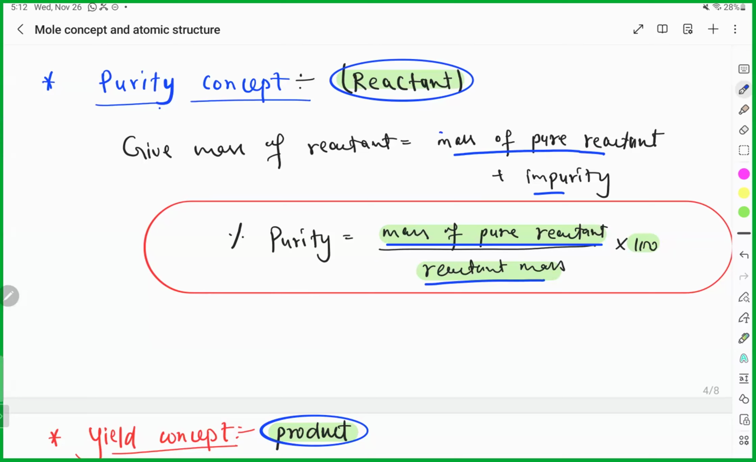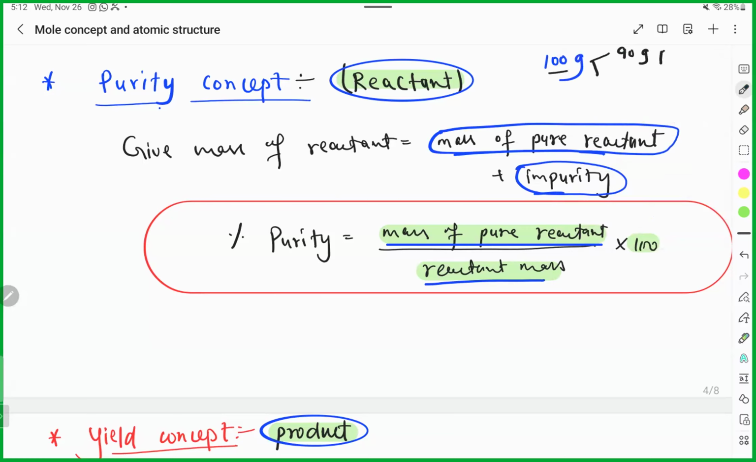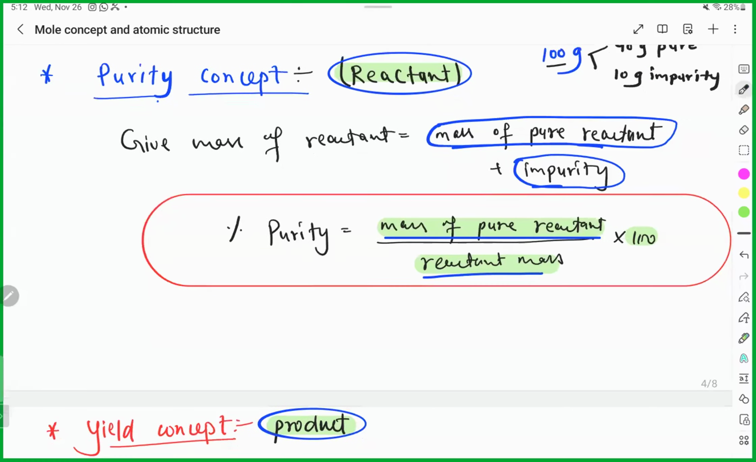So what is the mass of the pure reactant and what is impurity? Example, you have 100-gram material. Out of this 100-gram material, example, 100-gram gold, 90 gram is pure gold and 10 gram is copper or other material impurity. Make sense? This is how we calculate. What is the total amount of the substance? Pure compound plus impurity.